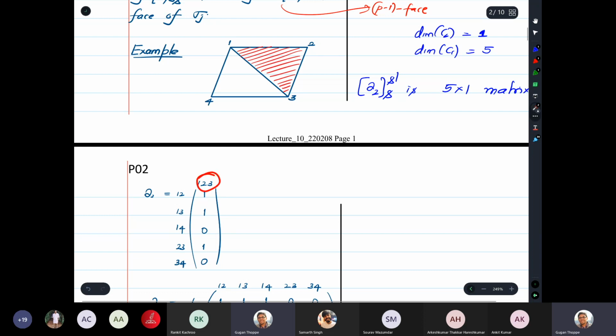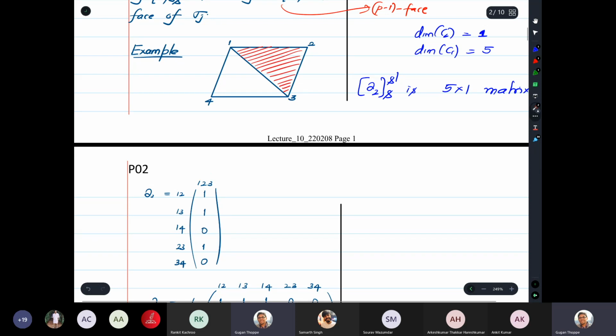So what we do is you write all the two-dimensional faces as the columns and all the one-dimensional faces as the rows, and then you put a 1 wherever the one-dimensional face is a boundary face of the two-dimensional face. Indeed 12 is a boundary face of 123, that's why you have a 1 here. Similarly, you have a 1 here. However, 14 is not a boundary face of 123, that's why we have a 0.